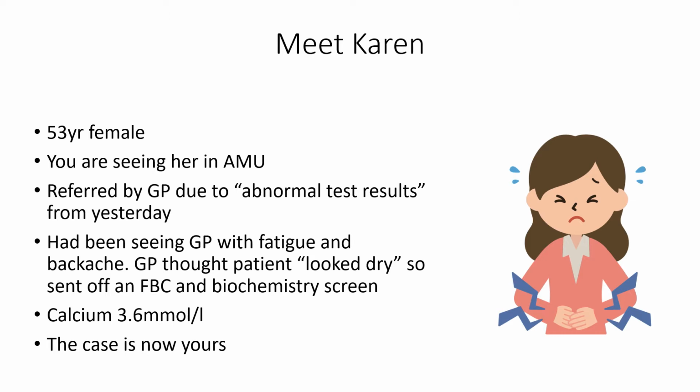The GP actually took the bloods because they thought she looked a bit dry, a bit dehydrated, so they've sent off a blood count and a biochemistry screen. And biochemistry's come back with a calcium of 3.6. That's a hurried call from the GP to the hospital and the patient comes in. And now you are in charge.